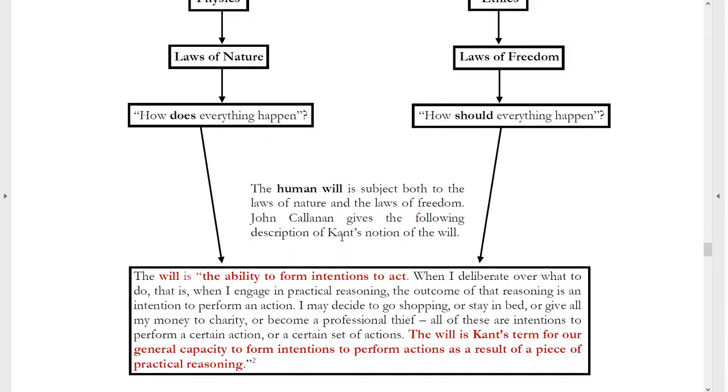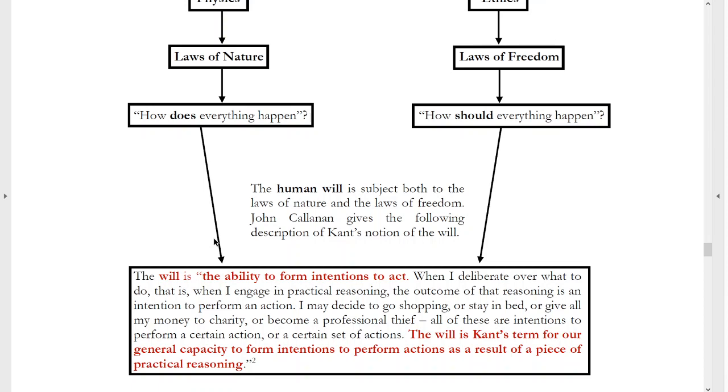Let's explain that point. So, what is the human will? This comes from a book by John Callanan, who has a commentary on Kant's Groundwork, and he explains the will as follows. The will is just our ability to form intentions to act. When I deliberate over what to do, that is, when I engage in practical reasoning, the outcome of that reasoning is an intention to perform an action. I may decide to go shopping, or stay in bed, or give all my money to charity, or become a professional thief. So anytime I use my reason to deliberate and think about different options, and then on the basis of that reasoning form an intention to act a certain way, I've exercised my will.